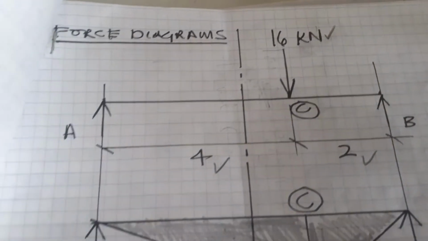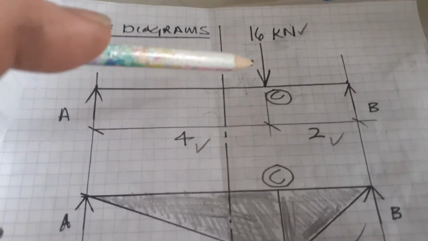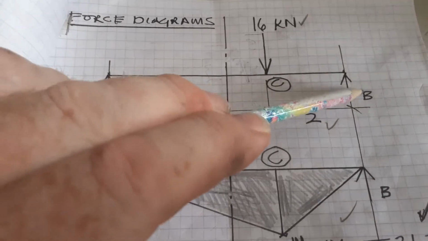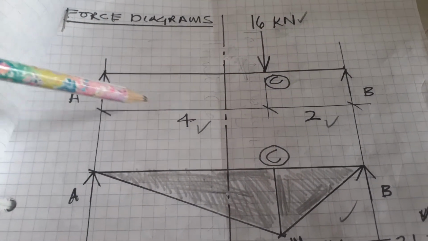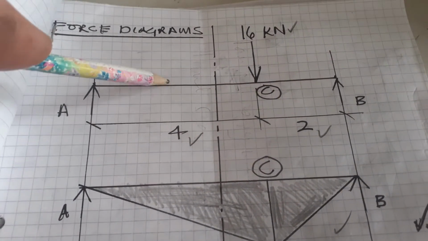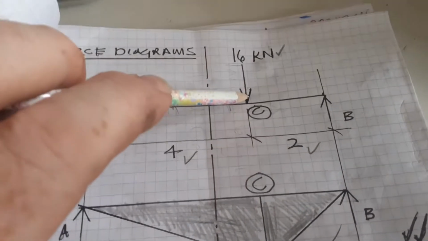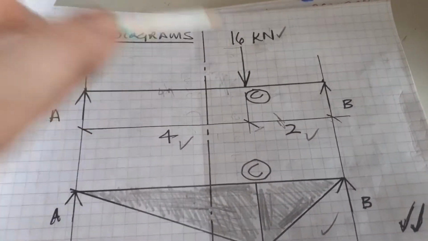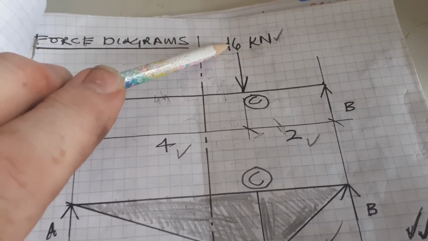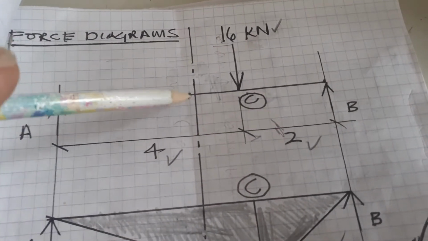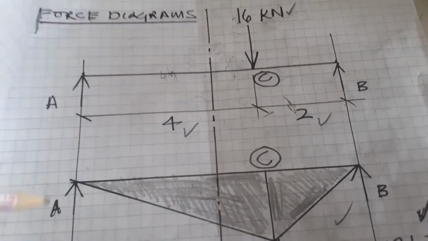So basically, for the force diagrams, I just drew it out again so you can see it very clearly. You've got support A, support B, simply supported beam, spanning 6 meters, that's 4 plus 2. And then there's 4 meters on this side, and then you've got the point load of 16 kilonewtons, and then there's 2 meters on this side. In this question, there's nothing about factored loads or anything like that. They're just saying it's 16 kilonewtons, so we don't need to worry about load factors or factors of safety.